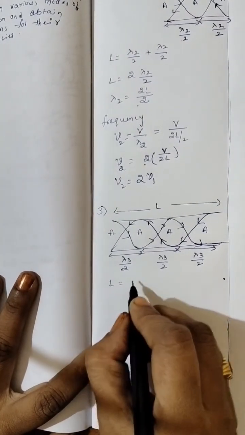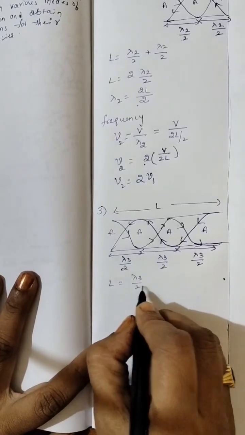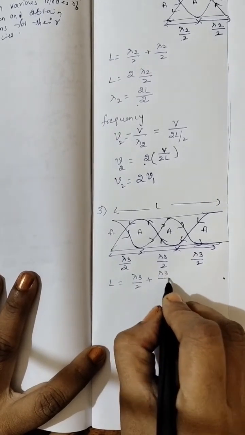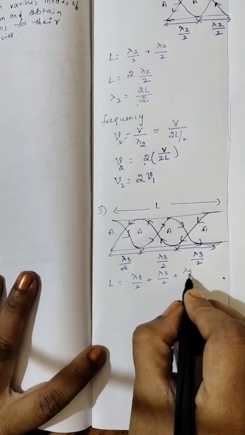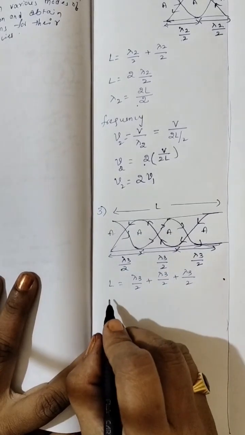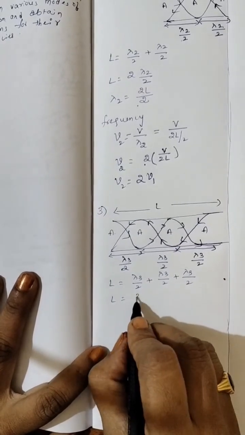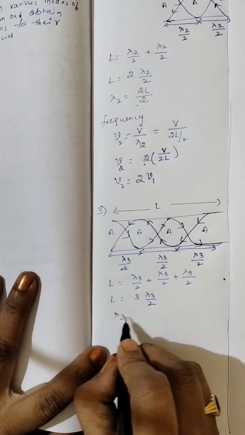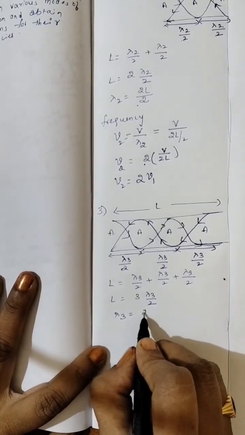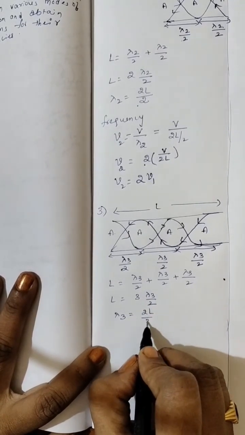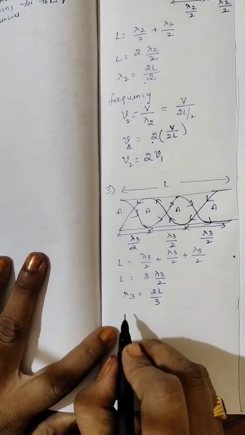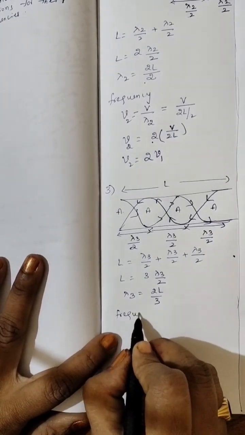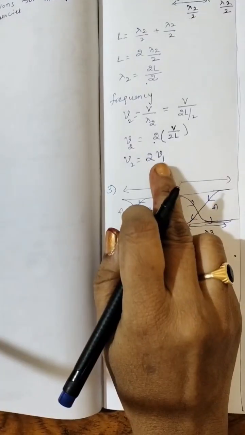Now L. How many lambda 3 by 2s are there? 3 lambda 3s by 2 are there. I added all this. So what will I get? Same, no? 3 lambda 3 by 2. But what I want is lambda 3. 2 will come into the numerator. 3 will come into the denominator. Then again what will I write? Frequency. I forgot to say it.